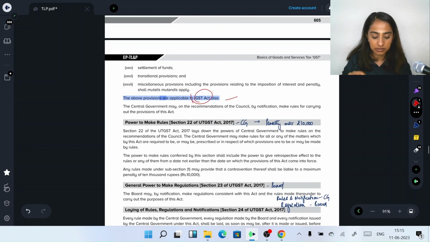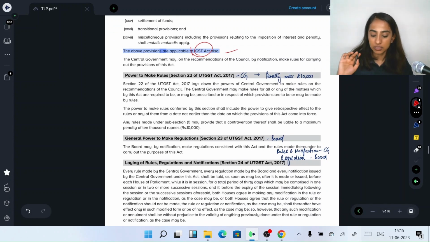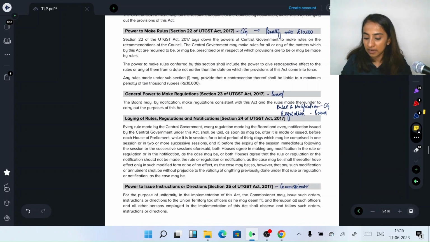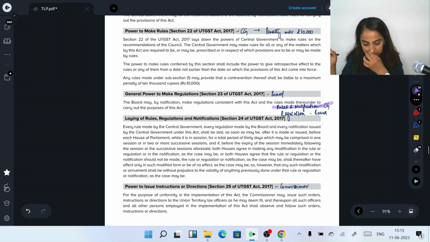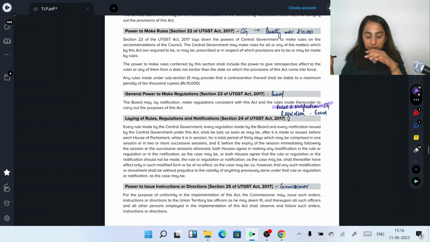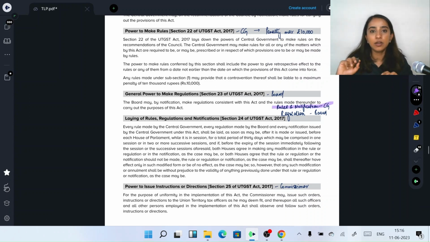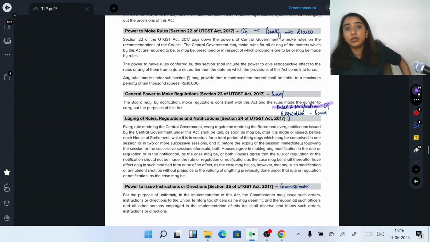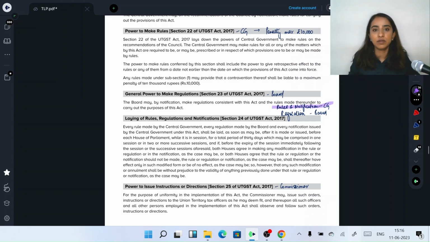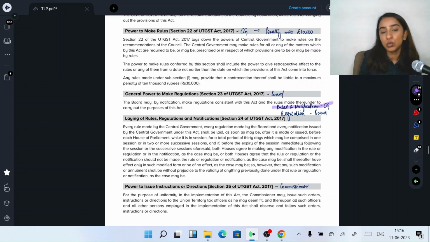Same for IGST. Now, who has the power to make rules? Can we please understand one important thing, that rules and notifications are given by whom? Rules and notifications are laid out by the central government. Regulation is notified by the Board, the Central Board of Indirect Taxes and Customs. Understood? So this can be a question point, who will make regulations? Regulation will be made by the Board, in the sense the Central Board of Indirect Taxes and Customs. Who will make rules and notifications? Rules and notifications will be made by the central government.